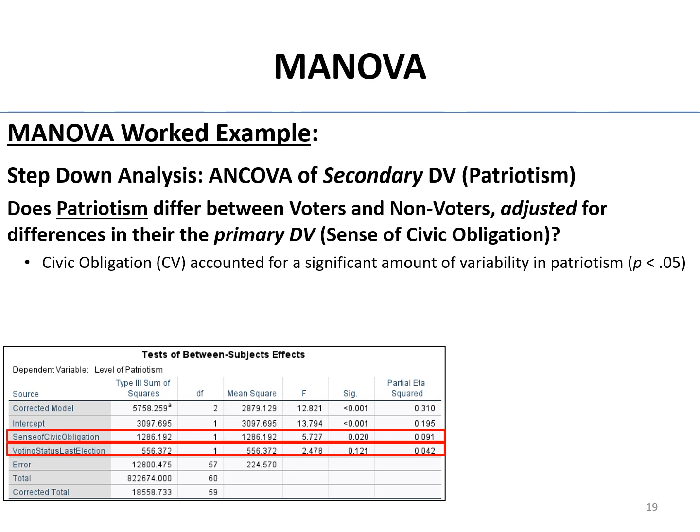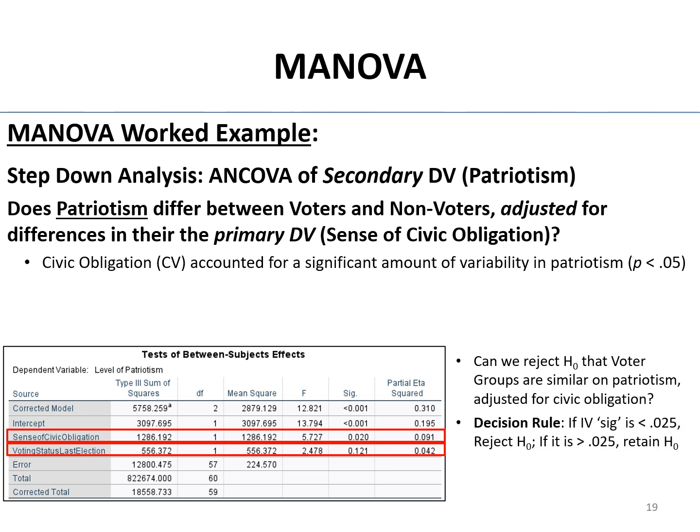So then we go to the row that actually tests whether the groups differ on patriotism after adjusting for the covariate. That's our voting status row in this table. Can we reject the null that voter groups are similar on patriotism after we've adjusted for civic obligation? If sig's less than 0.025, we'll reject that null. If it's greater than 0.025, we'll retain the null. And our sig here is 0.121. So that's greater than 0.025, so we're going to retain the null.